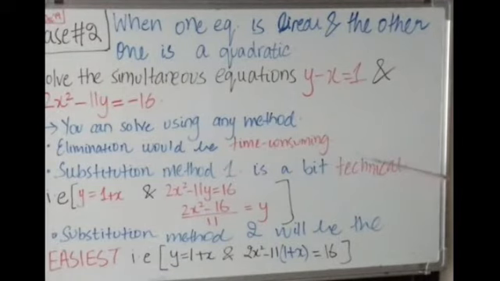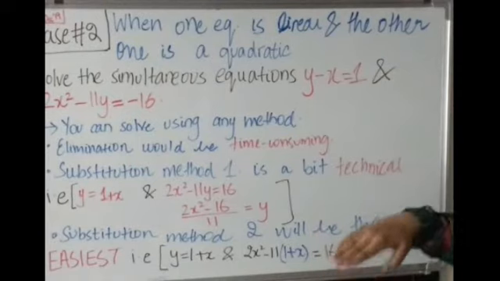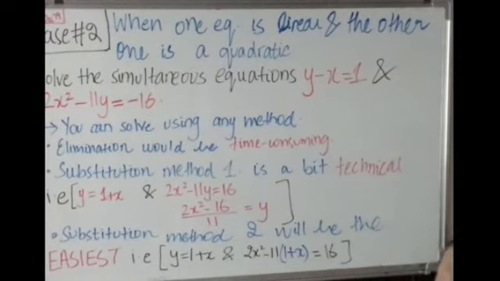Now, elimination, that is the first method we learned, would definitely be time consuming, because you would have to put both of these equations underneath one another, and then you would have to multiply this equation, for example, with 11, and then change the sign and so on. Okay, so avoid doing elimination in your examination.